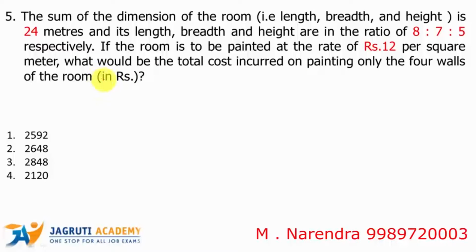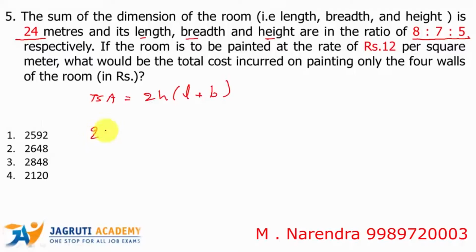Okay. Now, to find out the cost of painting 4 walls of the room, I need to find out the area of the 4 walls, that is lateral surface area, which is equal to 2h into L plus B. Now I need to get L, B and H, and for that we have the required information. This 24 meter is the total dimension, whereas the length, breadth and height are in the ratio of 8:7:5. By using this ratio I can get the length, breadth and height.